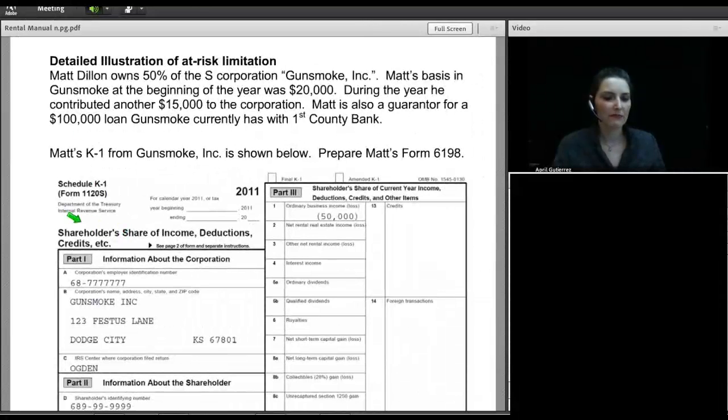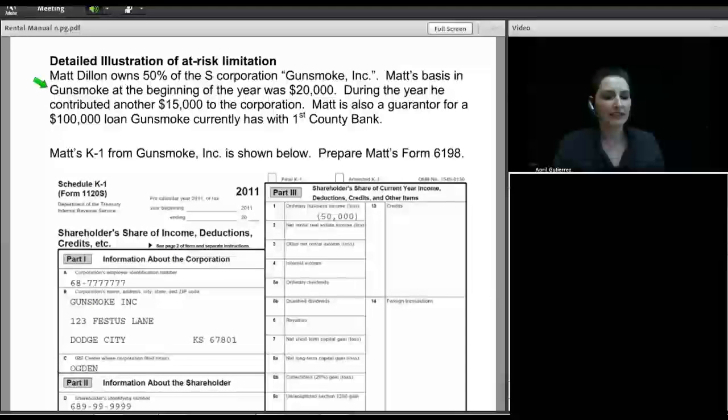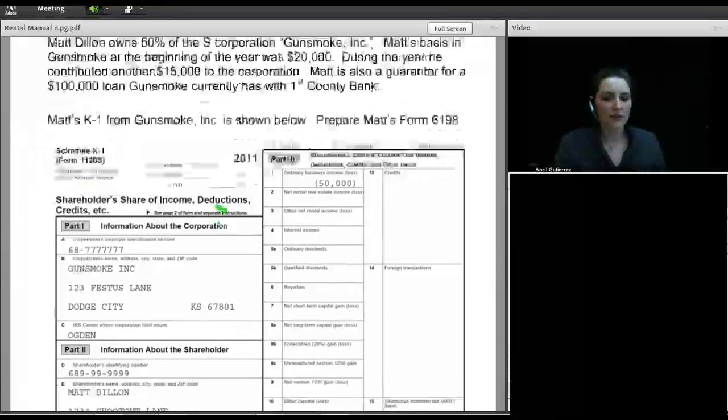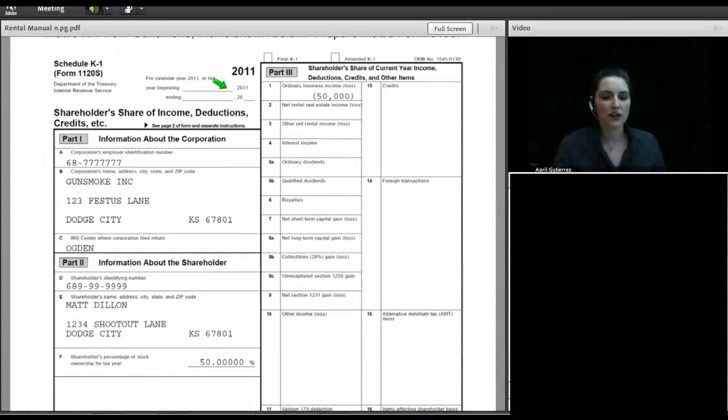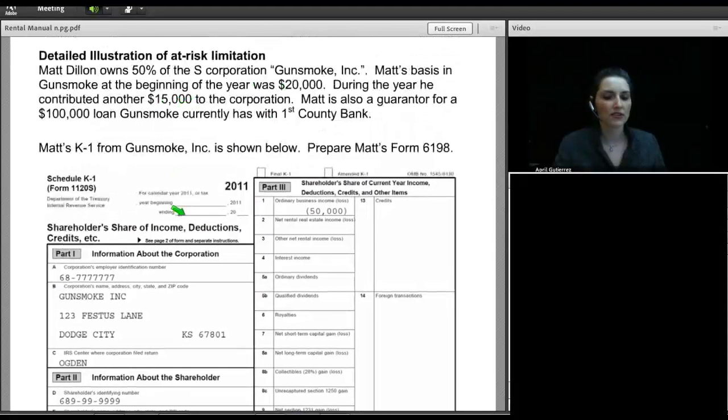We have a character named Matt Dillon, who owns 50% of the S corporation Gunsmoke, Inc. Matt's basis in Gunsmoke at the beginning of the year was $20,000. During the year, he contributed another $15,000 to the corporation. Matt is also a guarantor for a $100,000 loan Gunsmoke currently has with First County Bank. Matt's K-1 from Gunsmoke, Inc. is shown below. Prepare his Form 6198. Well, here is his K-1, and you will see on line 1 it's showing an ordinary business loss of $50,000. The question is, how much is he at risk for?